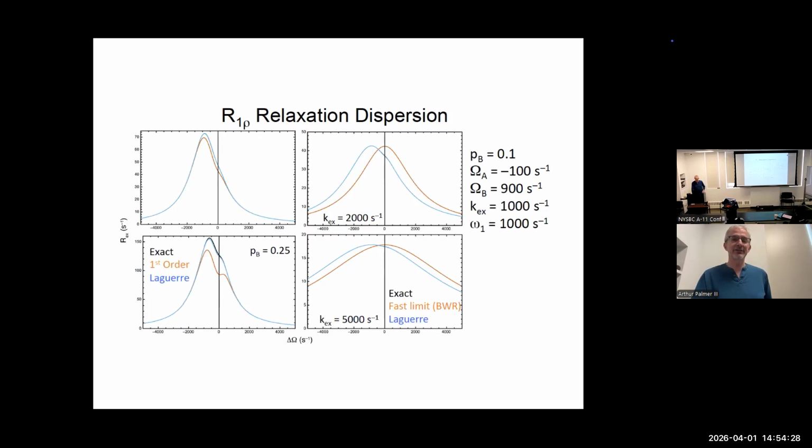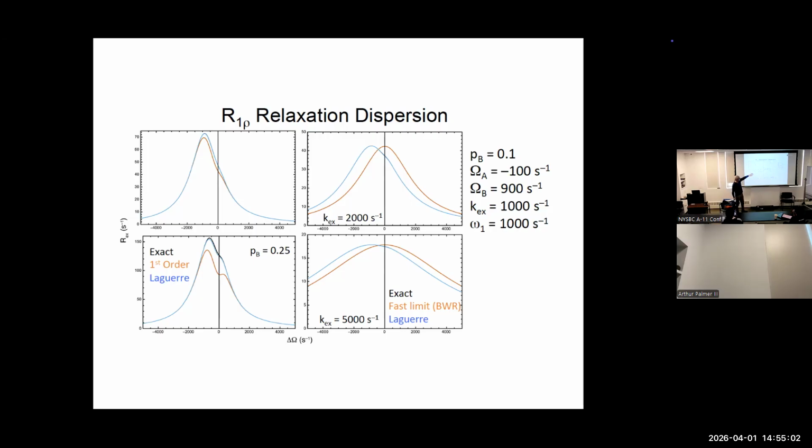Here are some pictures. Here, if the populations are pretty skewed, black and blue overlap up here, and then Olig's approximation is quite good. The populations are highly skewed. Olig's approximation doesn't work so well if the populations aren't skewed, but the second order approximation is still very good.